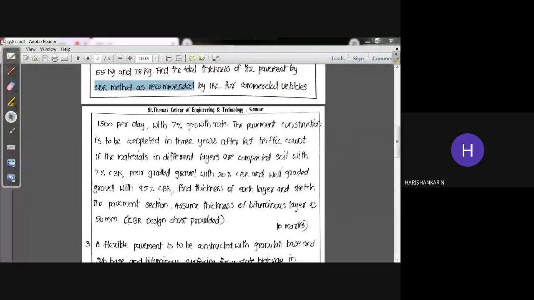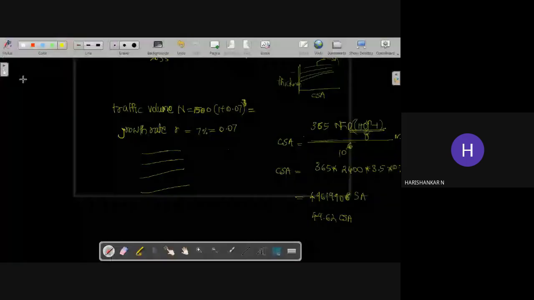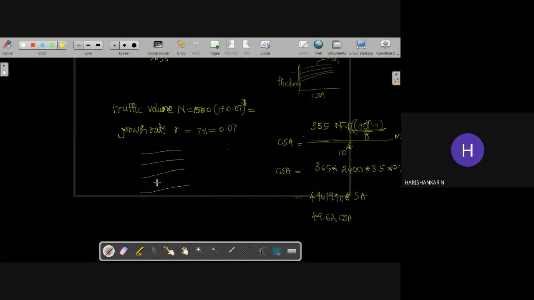Compacted soil with 7% CBR, poor graded gravel with 20% CBR, and well graded gravel with 95% CBR. So 7%, 20% and 95%. Okay, 7, 20 and 95. Here you will have an extra layer.